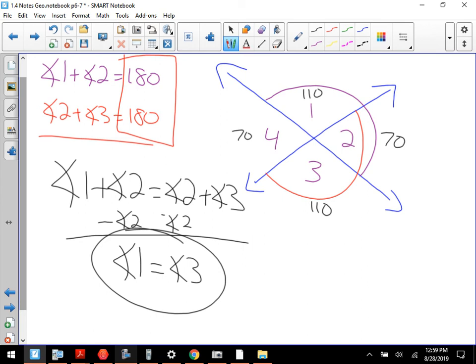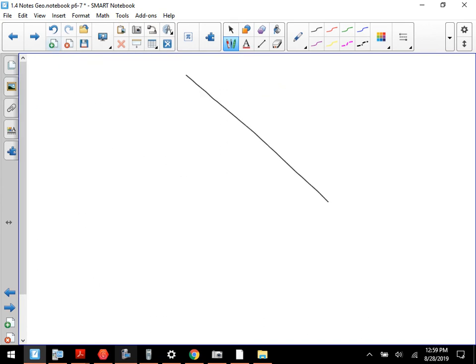That has another term for it. When you've got two lines that intersect, angles that are opposite one another, they share the vertex and their sides create the lines. Those are called vertical angles.